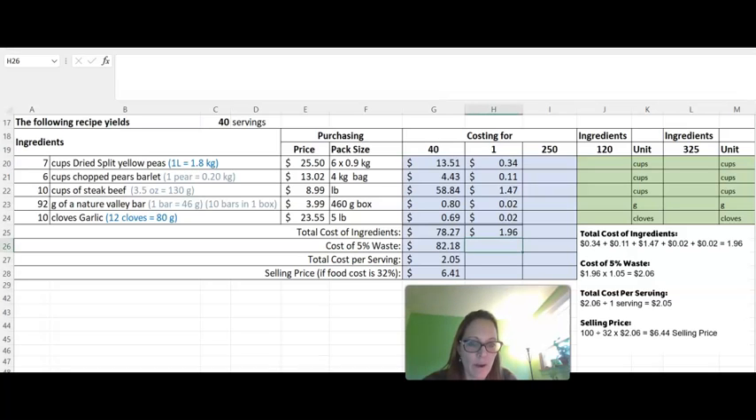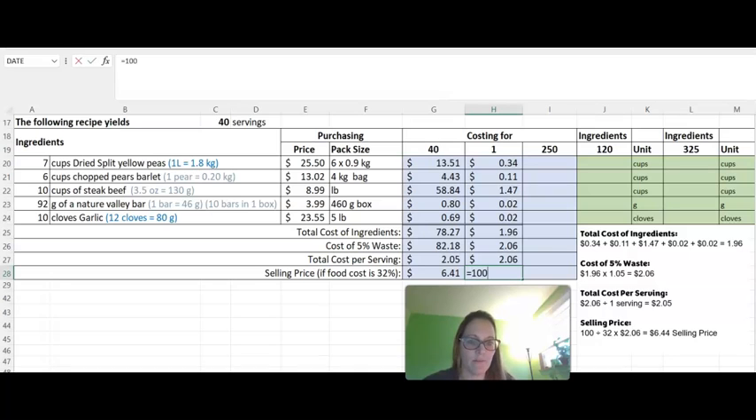For our 5% waste for one portion, we're going to do our equal sign, and then we're going to click on our $1.96, and then we're going to multiply that by 1.05, and then that's going to give us our $2.06. So then, of course, our cost for one serving is $2.06, so we can just do equal sign and we click on the cell and then just divide it by 1 and then press enter and we get the $2.06.